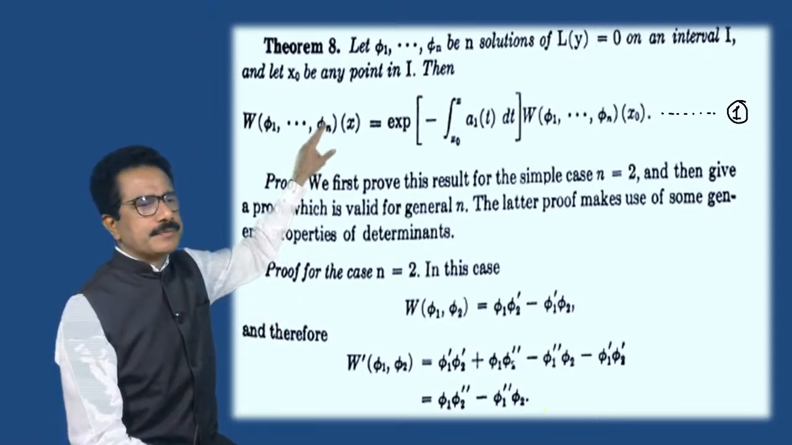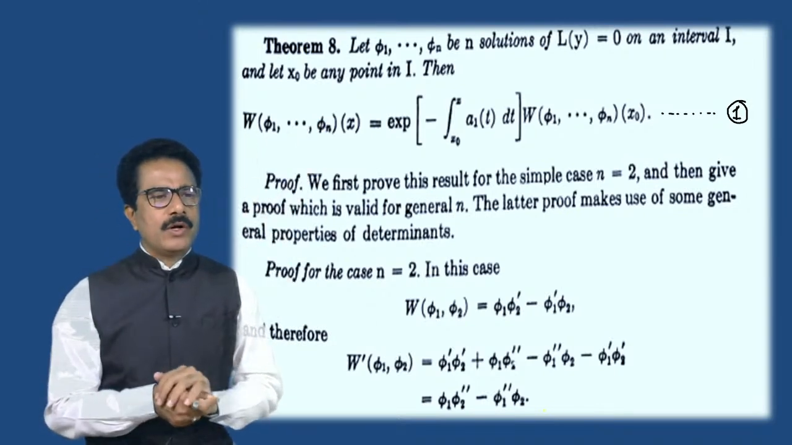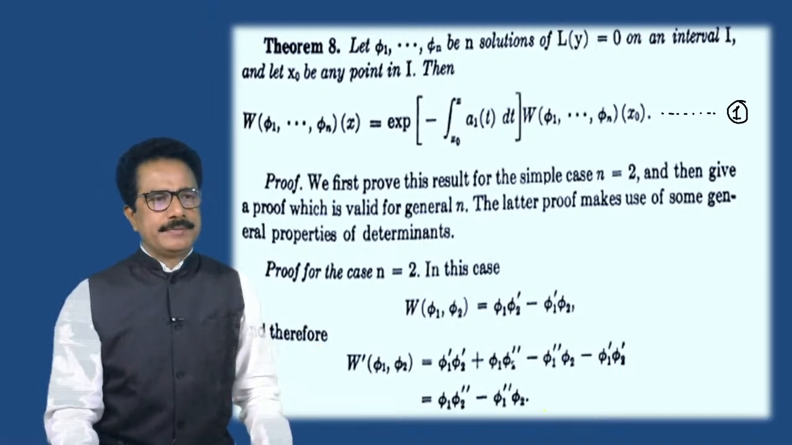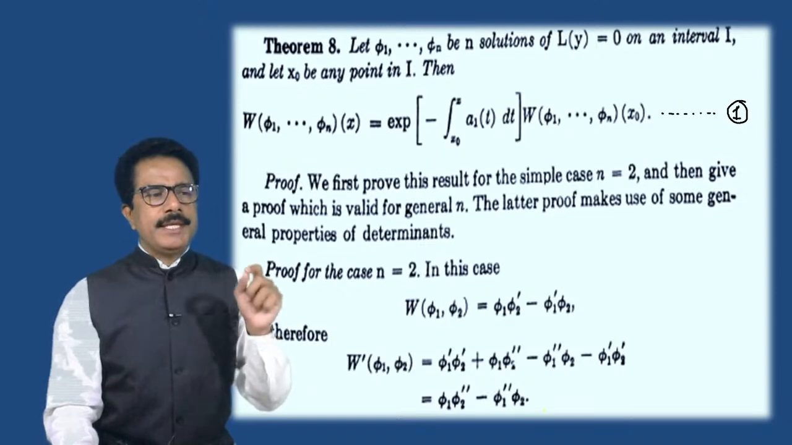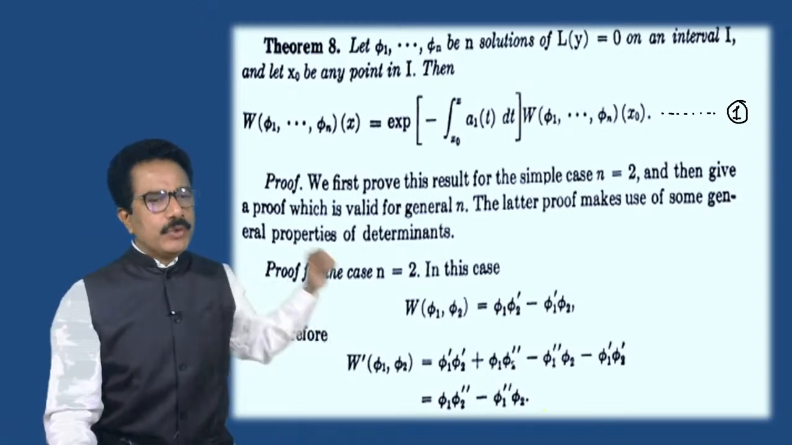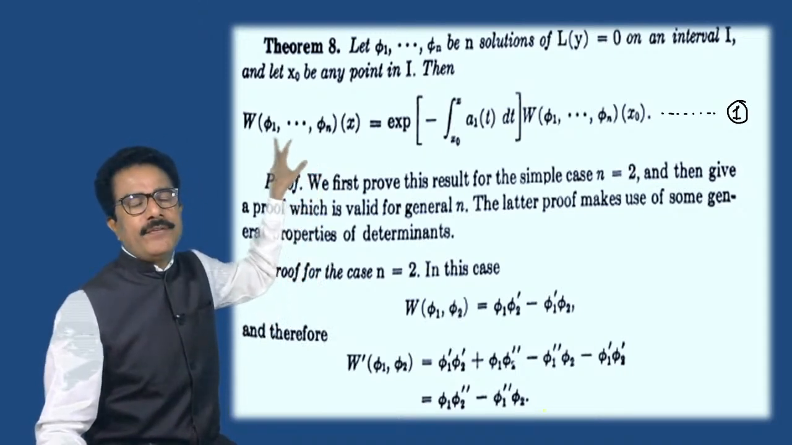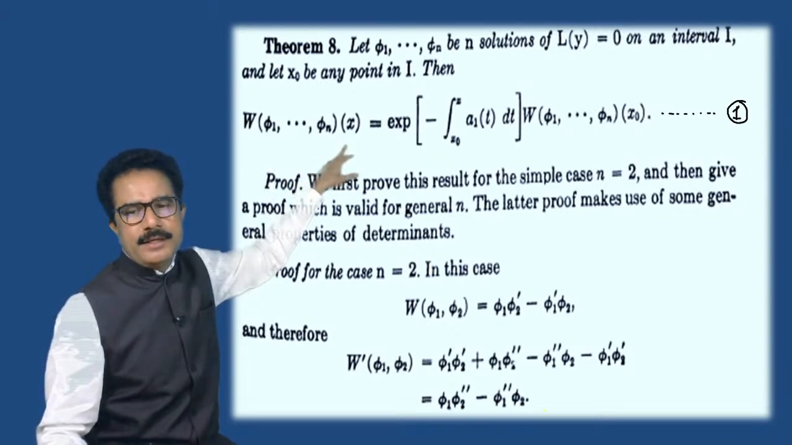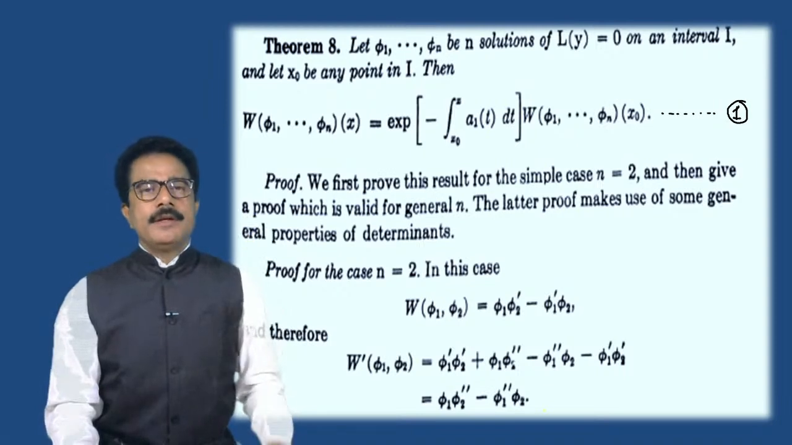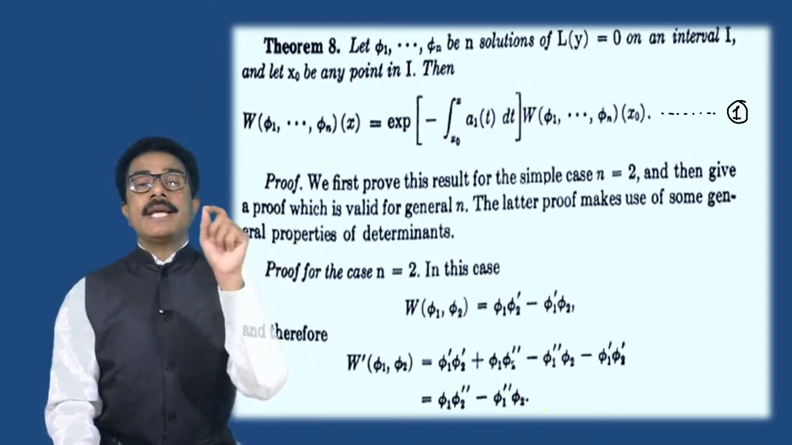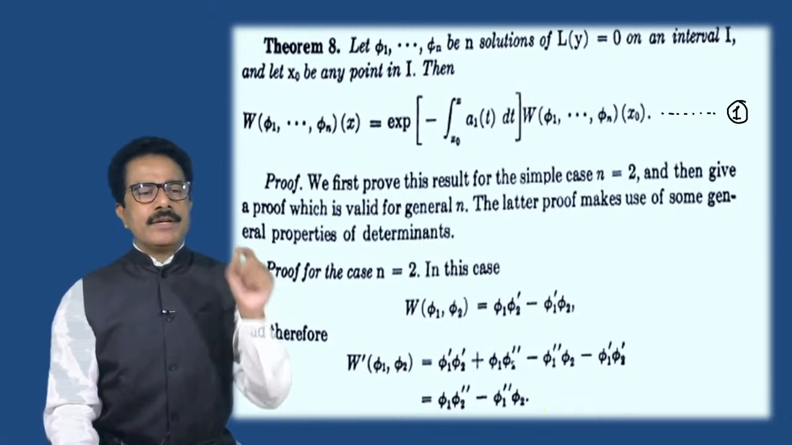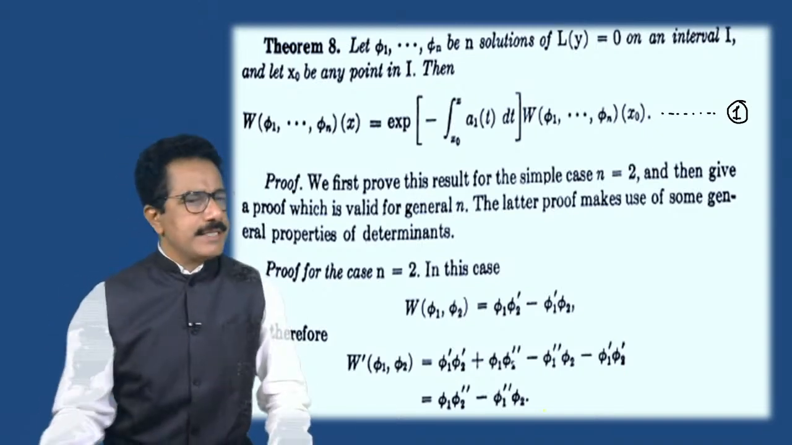Now see here, theorem number 8. Let phi 1, phi 2, dot dot dot phi n be solutions of L of y equals 0 on an interval I, and let x naught be any point in I. Then we have to prove that the Wronskian of phi 1, phi 2, phi 3, phi n of x is equal to e raised to minus the integral from x0 to x of a1 of t dt, where x0 is the initial point, into the Wronskian of phi 1, phi 2, phi 3, dot dot dot phi n. I shall explain this concept here.